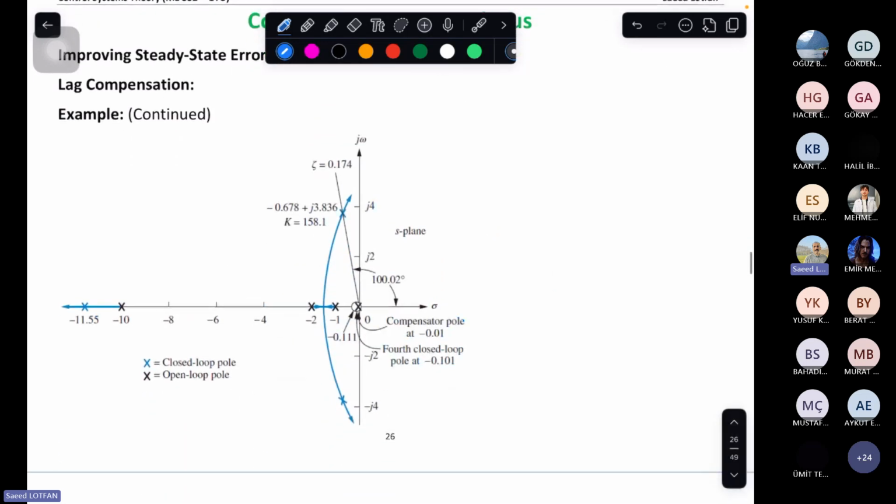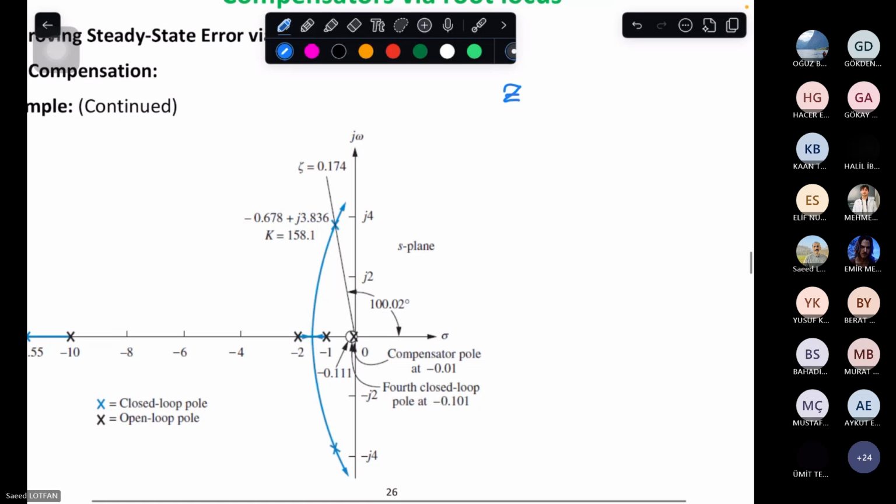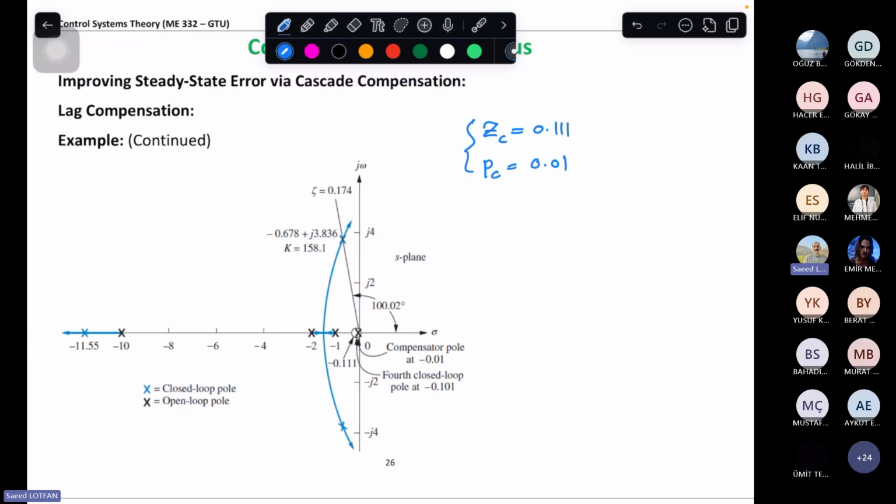Now, I'm adding a lag compensator like this. So as you can see, the zero of the compensator is 0.111. The pole of the compensator is 0.01. Okay. So the new system, G new or compensated, is equal to K (s plus 0.111) over (s plus 0.01)(s plus 1)(s plus 2)(s plus 10). This is our new system, okay?